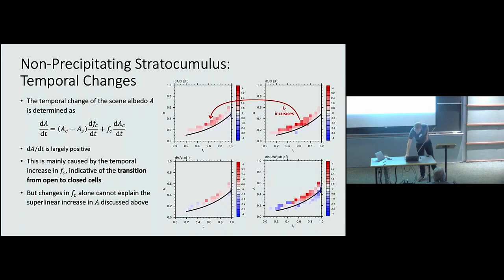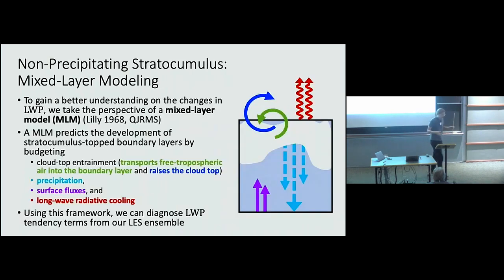And to understand this a little bit better, we used a mixed layer model. A mixed layer model is a really simplified representation of what is happening in a boundary layer. This has been developed by Doug Lilly already in the 1960s, and it basically budgets the different fluxes into the boundary layer.